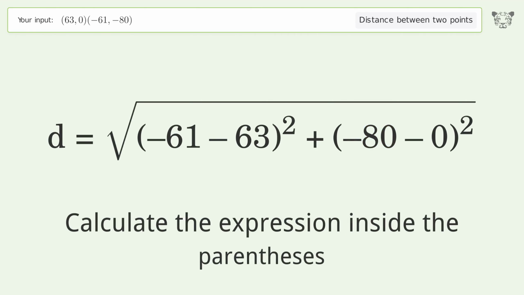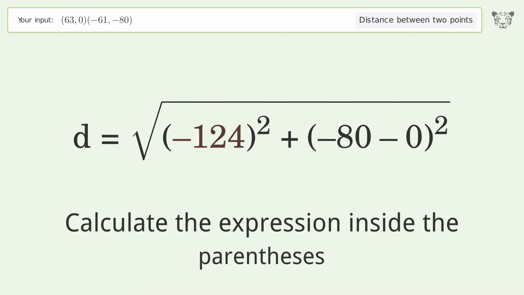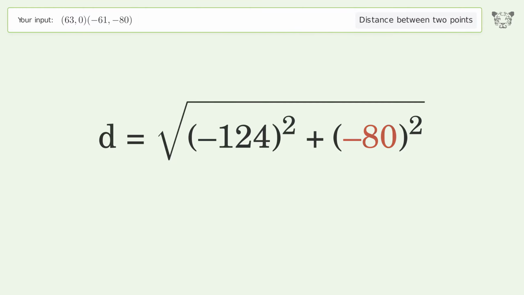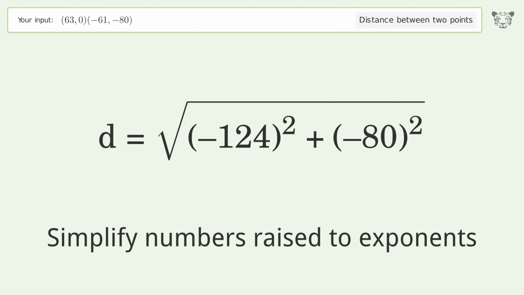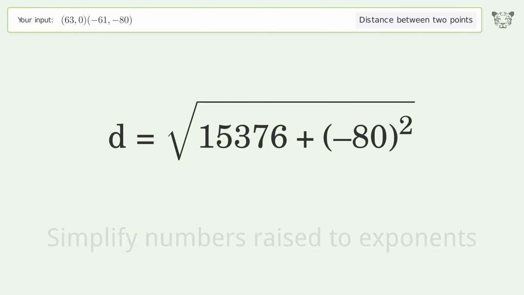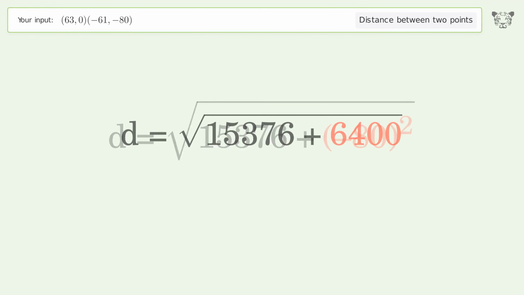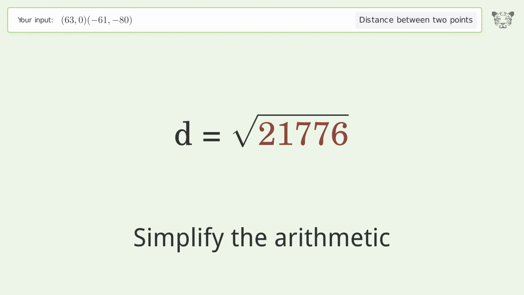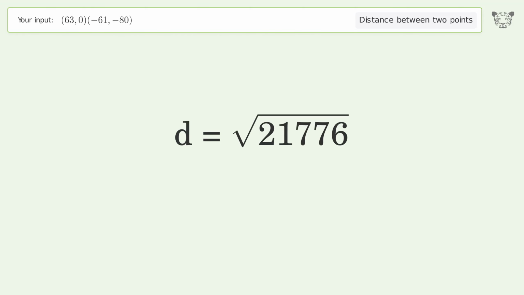Calculate the expression inside the parentheses. Simplify numbers raised to exponents. Simplify the arithmetic. And so the distance between the 2 points is the square root of 21,776, or 147.567.